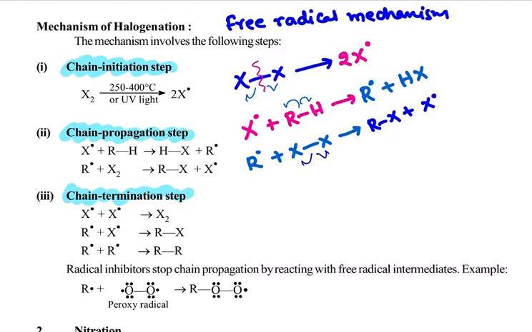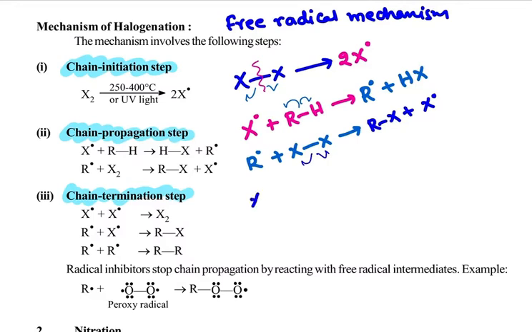Next, the end step, the chain termination step. This is the end of the reaction. All free radicals combine together and give molecules. If you stop the production of free radicals, the reaction will be stopped. So all free radicals combining together to give molecules is the chain termination step.